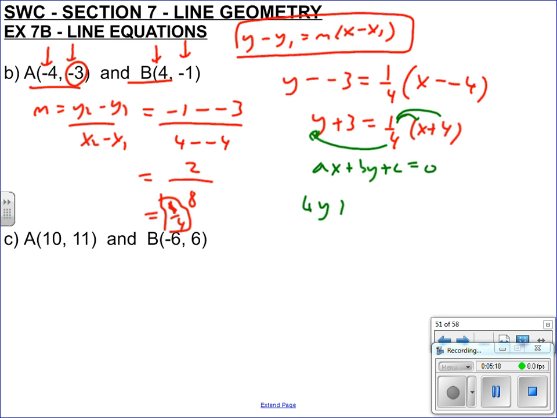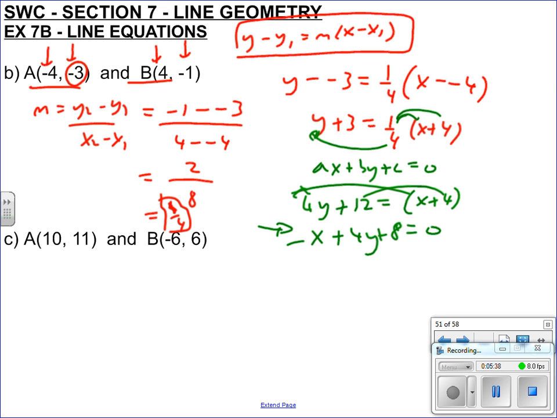So we get 4y + 12 = 1 lot of (x + 4). See how easy that is? And now we can just move all the x's over, so subtract x from both sides, so -x + 4y, and subtract the 4 over, and that gives you + 8 = 0. See, x doesn't always have to be positive all the time. Do you see? Okay, and we'll zoom through this last one really quickly.